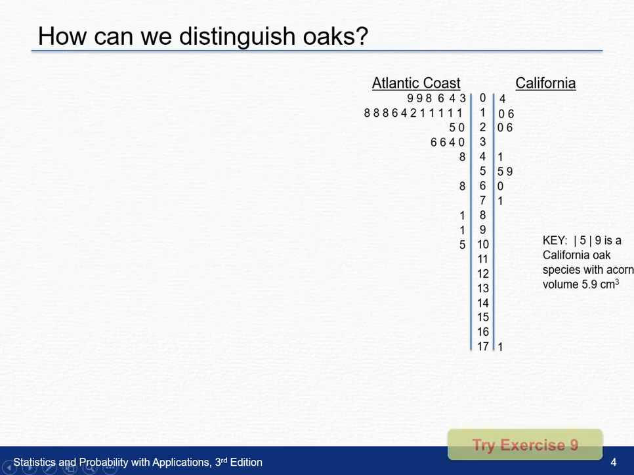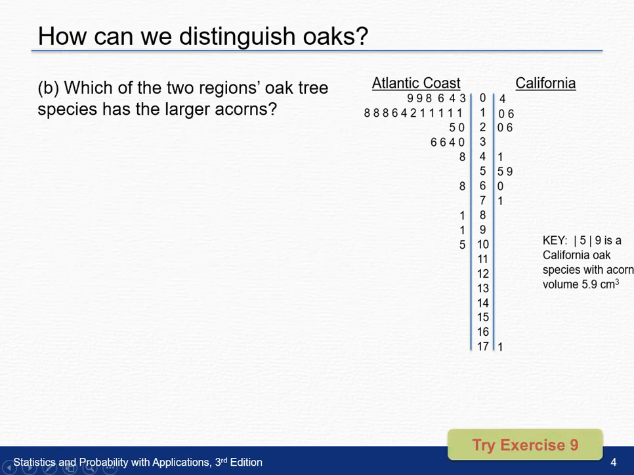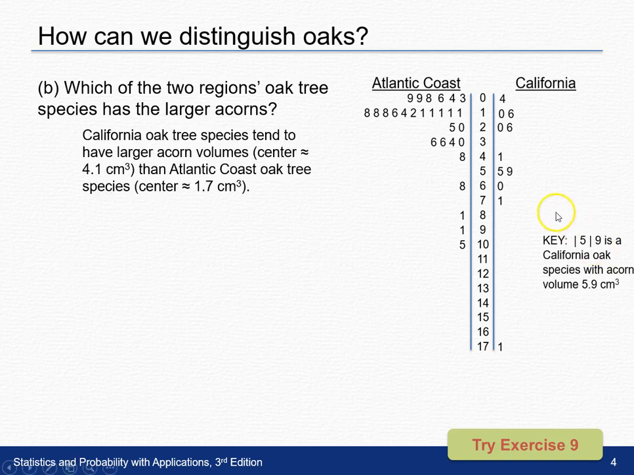In Part B, what we want to look at is which of the two regions' oak tree species has larger acorns. So when we look at this, we're going to look at the center. For California, the center tends to be at about 4.1 cubic centimeters, which is higher than the Atlantic coast, which happens to be at about 1.7, where you can see this high bar.